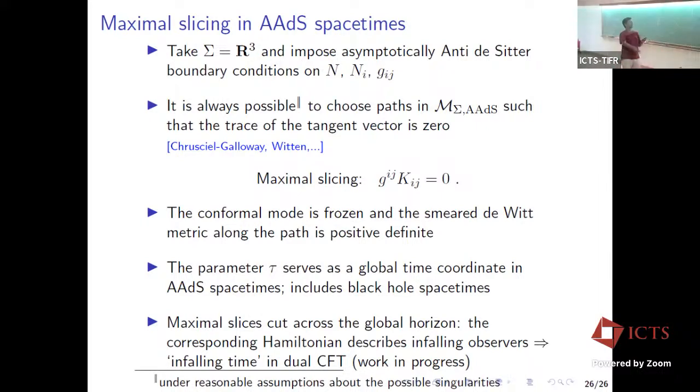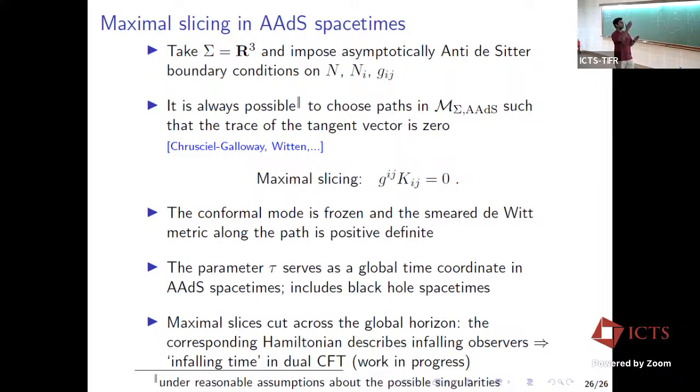And it turns out that it's always possible, for instance, to choose paths in this situation which satisfy this condition. In a situation where you take the three-dimensional manifold to be R3, and you impose asymptotically anti-de Sitter boundary conditions on these fields that enter in the calculation. As I mentioned earlier, the conformal mode is frozen, and the smeared DeWitt metric along this path is positive definite, because we have frozen the conformal mode. And in this case, the parameter tau serves as a global time coordinate in these asymptotically AdS spacetimes.